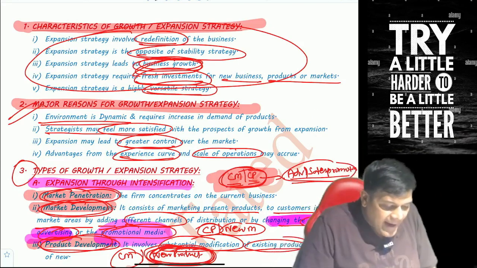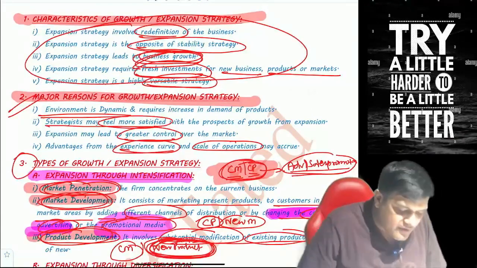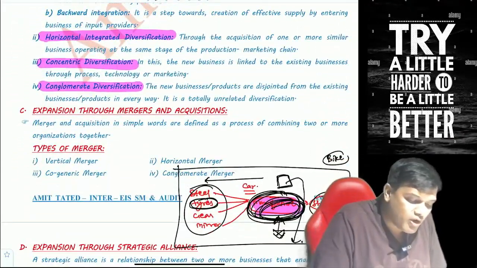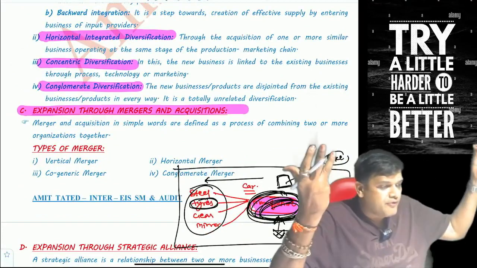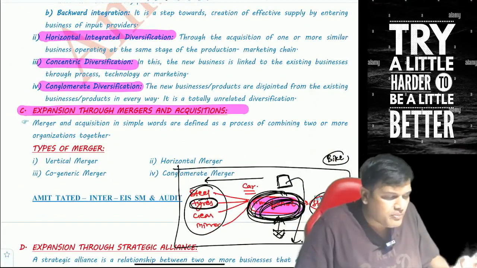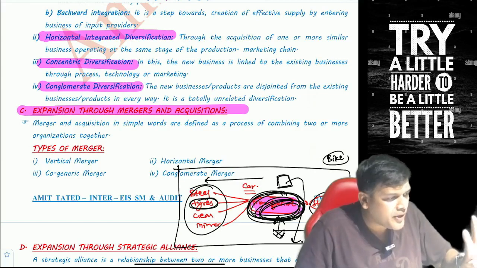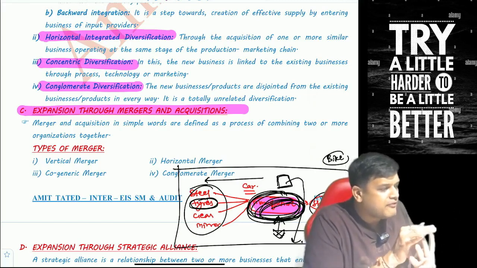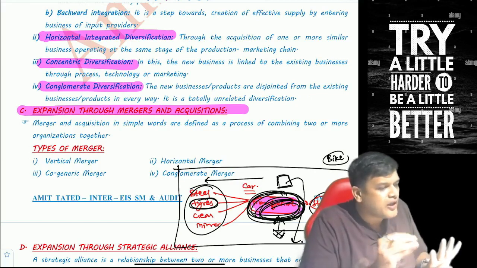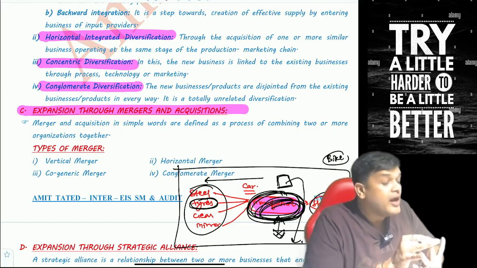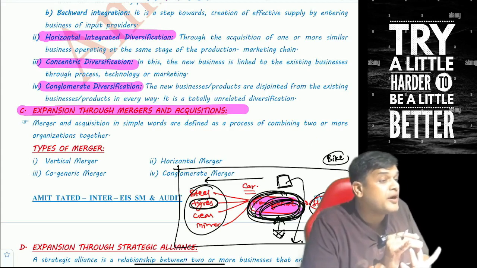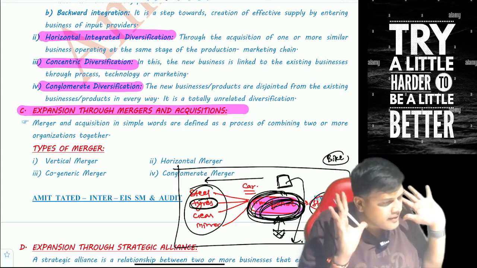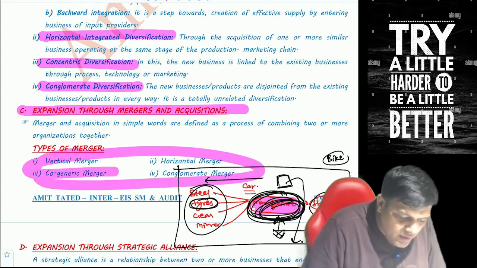When we are discussing this point of expansion, one more concept is there, that is expansion through merger and acquisition. But you are not required to get confused. The reason is simple: expansion through merger and acquisition will have the same answer. What were the four points we discussed? One was vertical, one horizontal, one concentric, and one conglomerate. The same answer is there: horizontal merger, vertical merger, and in place of concentric you will have the word co-generic merger, and conglomerate merger. That's it, done. The answer is the same. You are not required to worry. It's the same scenario.